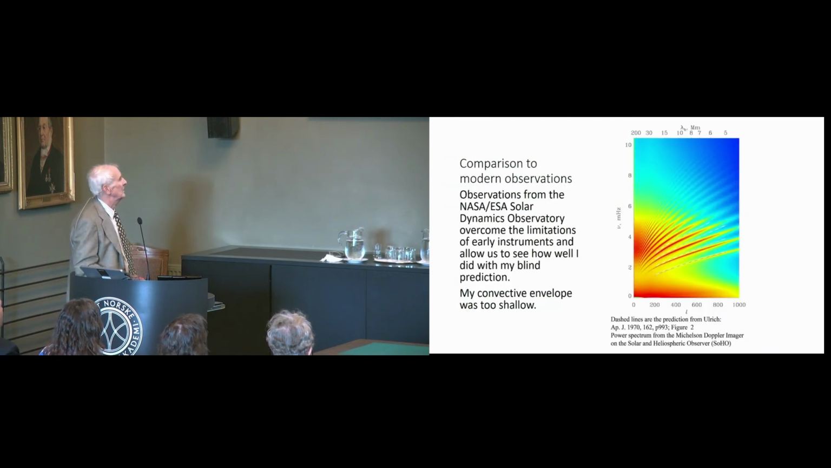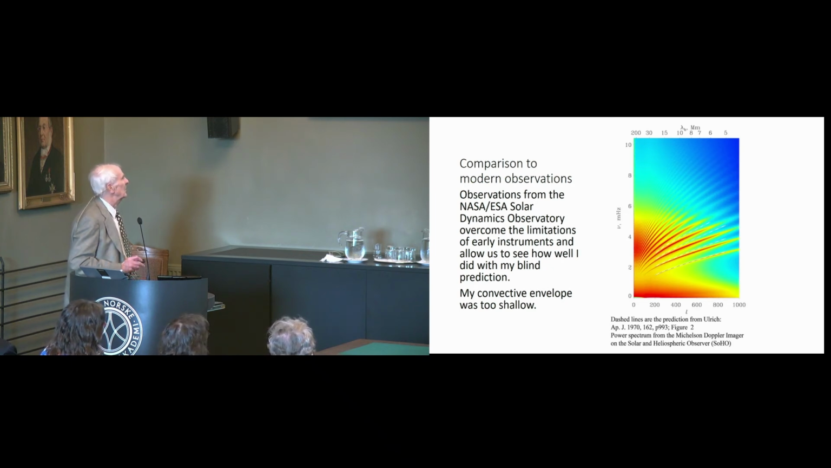If you go on and look at modern data, I've transferred my frequencies over from the early paper and put them on this diagram. You see that, in fact, my lines were too high in frequency, and that's because my convective envelope model was done with what was a popular parameter at that time. This L here is the spherical harmonic number. It's essentially the wave number divided by the inverse of the solar radius.